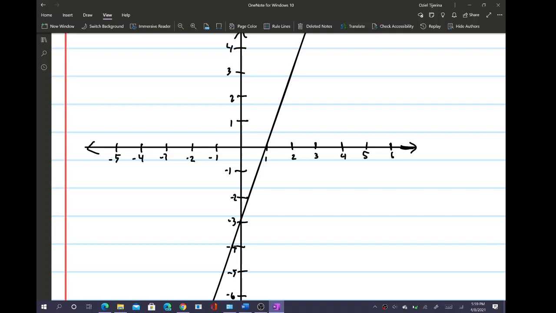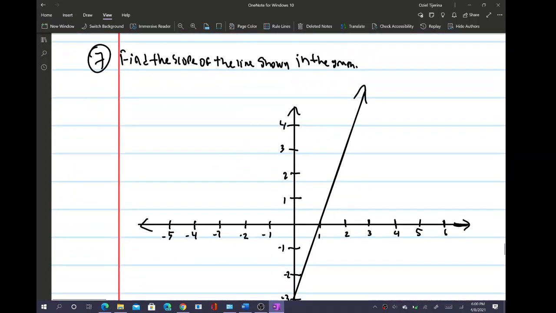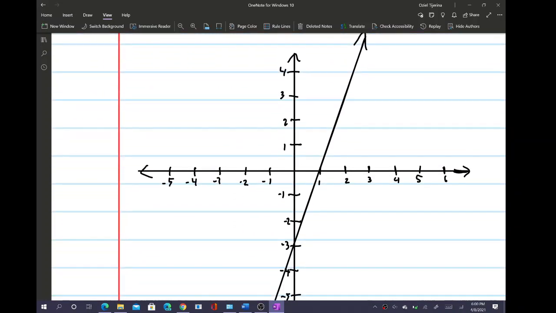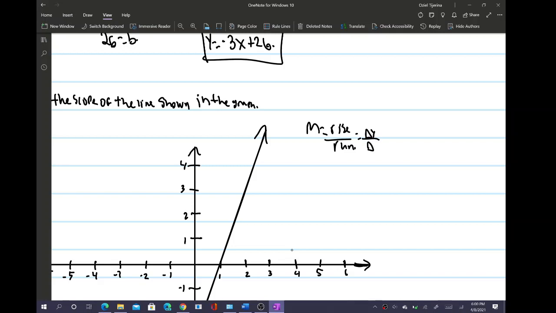So this one says, find the slope of the line shown in the graph, right? So, again, the slope is rise over run, which is change in y over the change in x.